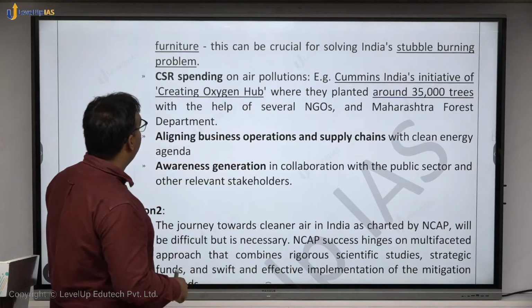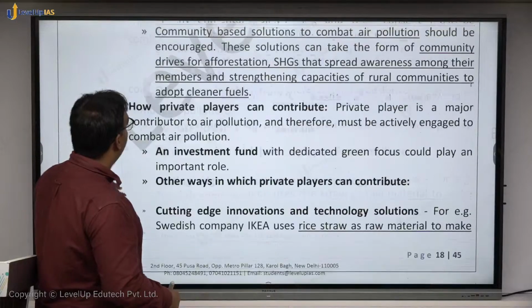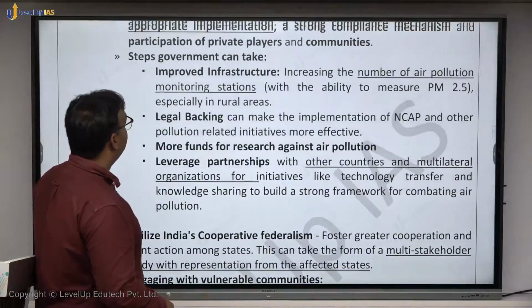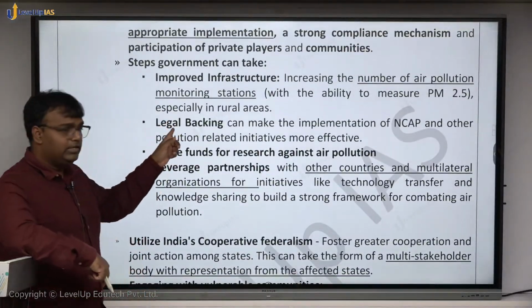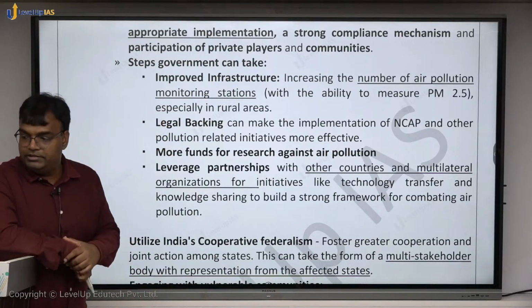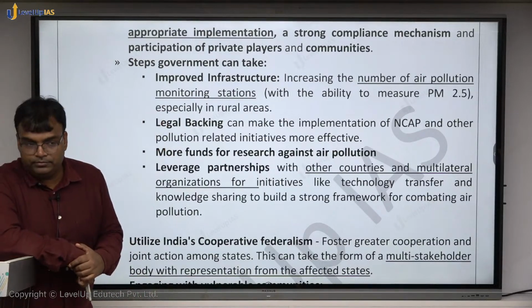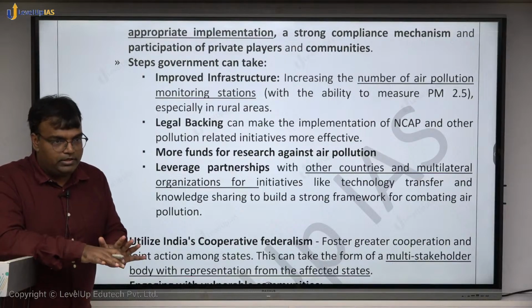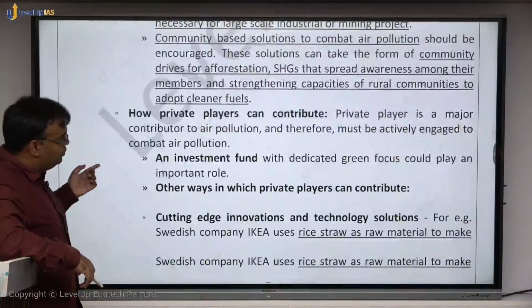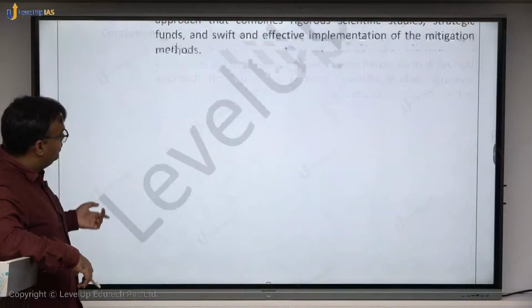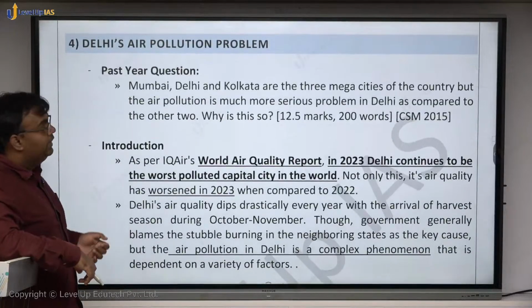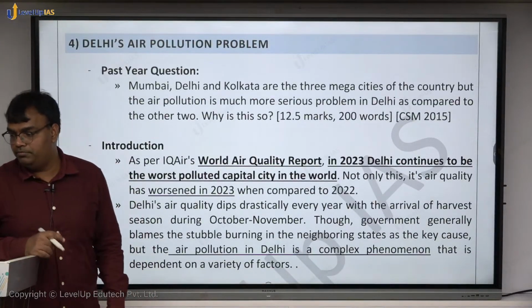In general, what the government should do, we had already told in the first point: infrastructure, legal backing, these things we had mentioned in the first point. Are we comfortable here? Okay, let's go to Delhi's air pollution.